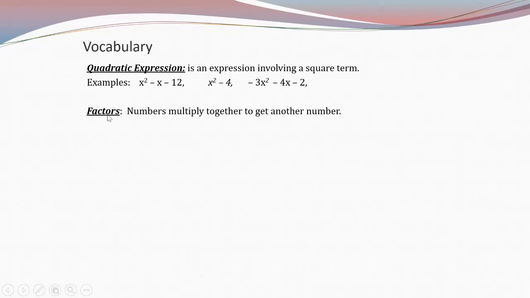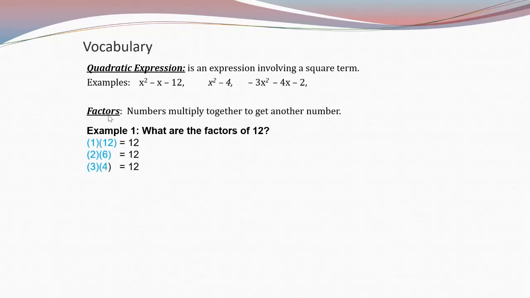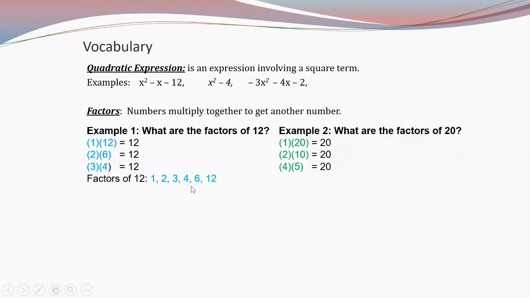What are factors? Factors are numbers multiplied together to get another number. I'll show you an example right now. What are the factors of 12? In other words, how can we get 12? 1 times 12, 2 times 6, and 3 times 4. So the factors of 12 are 1, 2, 3, 4, 6, 12. Example 2: what are the factors of 20? How can we get 20? 1 times 20, 2 times 10, and 4 times 5. So the factors of 20 are 1, 2, 4, 5, 10, 20. See, there you go.